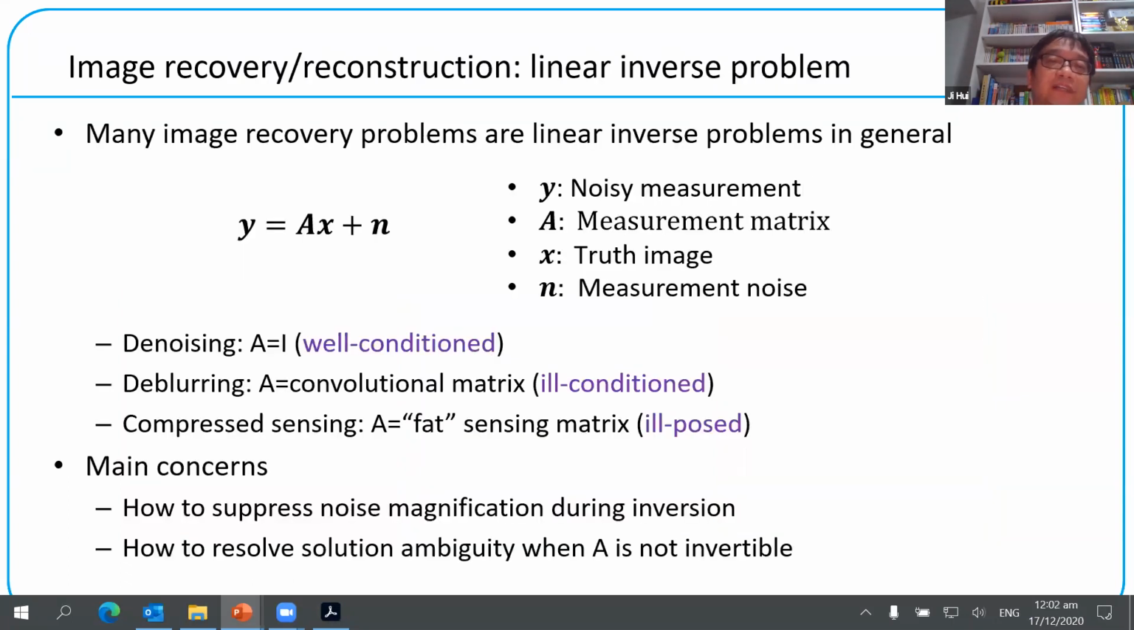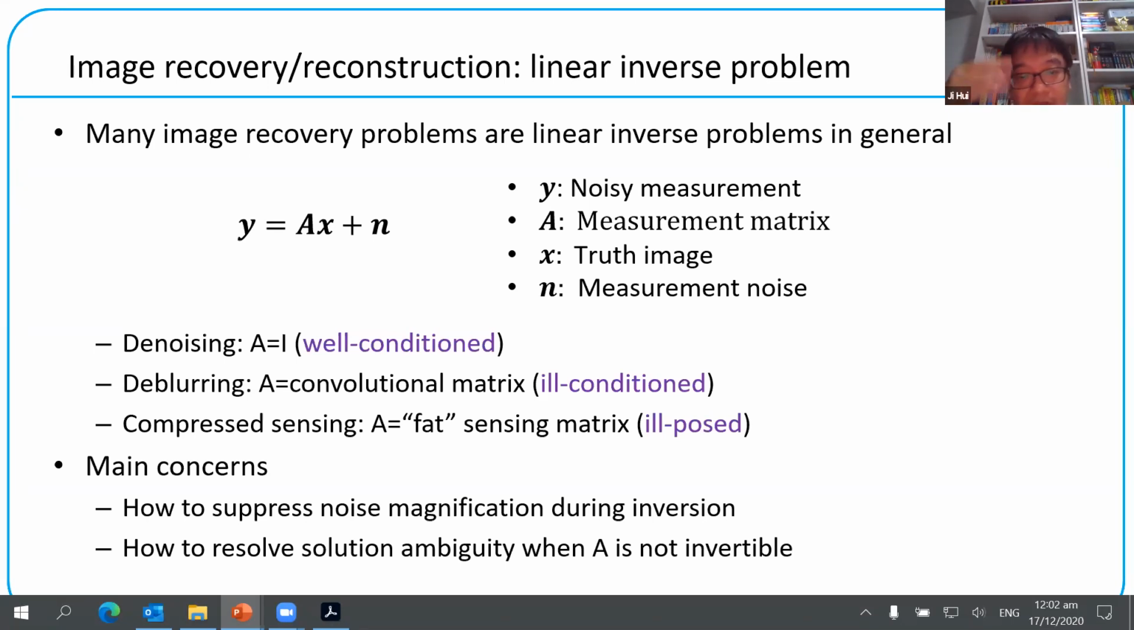All these image recovery problems have a common character, that is, they can be formulated as a linear inverse problem in general. So you get y equals Ax plus n. This A is a measurement matrix, and n is noise. Different image recovery problems will have different types of A. The easiest one is denoising. In this case, A is just the identity. So it's actually a well-posed problem.